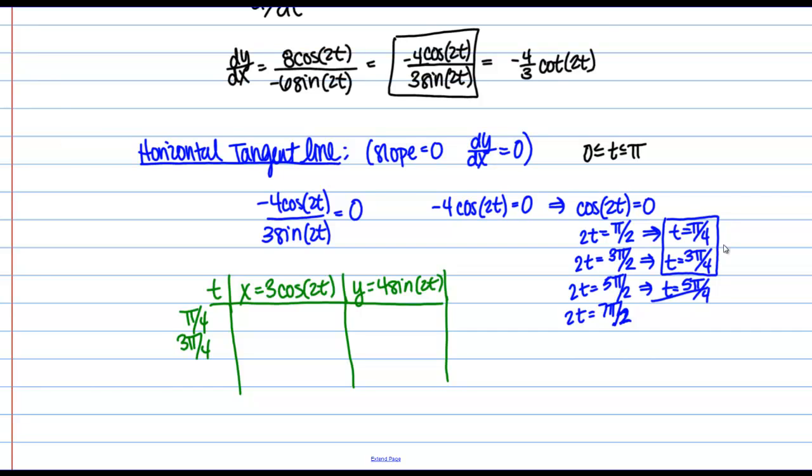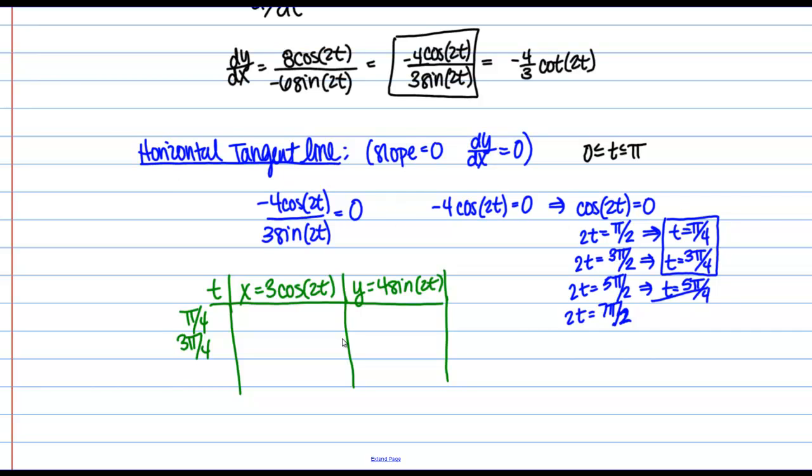And I guess one thing we should do very quickly just to make sure that we haven't made a mistake here is make sure these t values don't give us a 0 in the denominator of our fraction, right? Because we said we didn't want 0 over 0. If I plug in pi over 4 here, I'm going to get 3 sine of pi over 2, which is non-zero. And if I plug in 3 pi over 4, I'm going to get 3 sine of 3 pi over 2, which once again is non-zero. So we're good. These t values are only going to give us a 0 in the numerator.